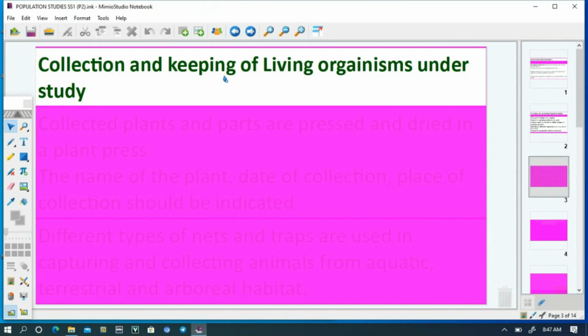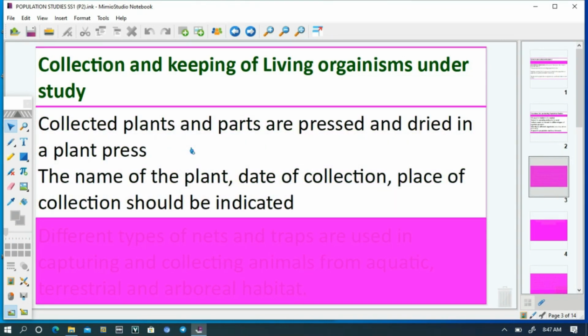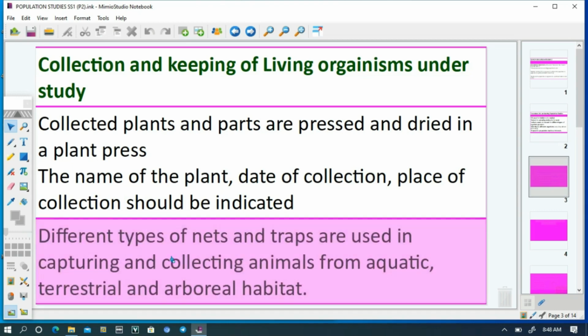Collection and keeping of living organisms under study. Collected plants and parts are pressed and dried in a plant press. The name of the plant, date of collection, and place of collection should be indicated.